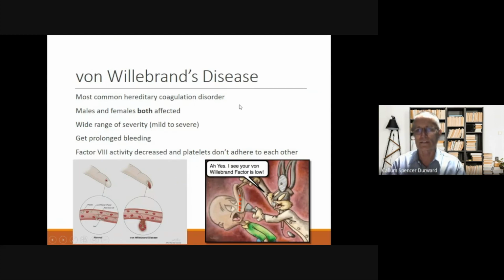Von Willebrand's disease is the most common hereditary coagulation disorder. Both males and females are affected, and there's a wide range of severity from mild to severe. We get prolonged bleeding in these patients. Factor VIII activity is decreased, and platelets don't adhere to each other.